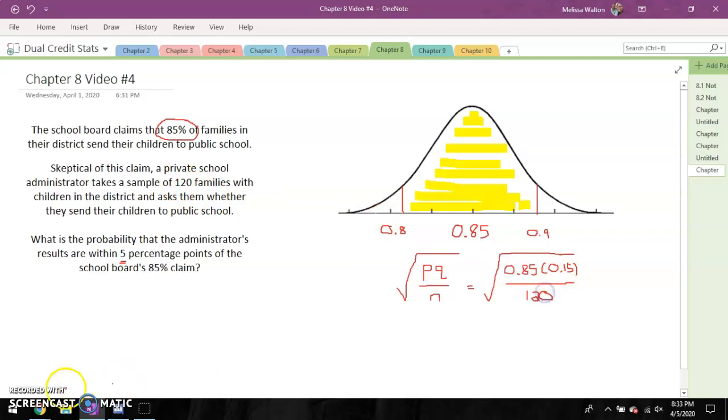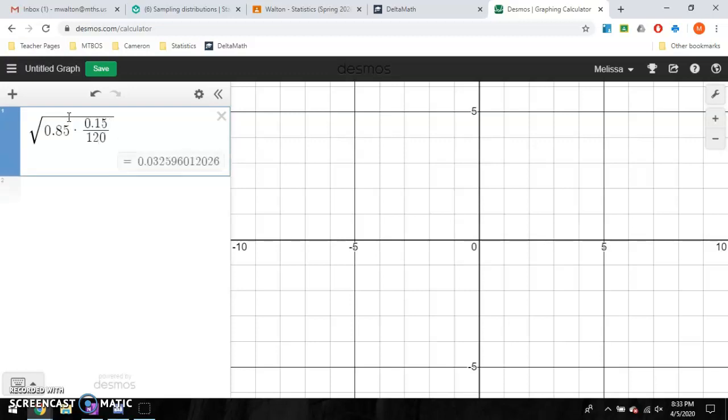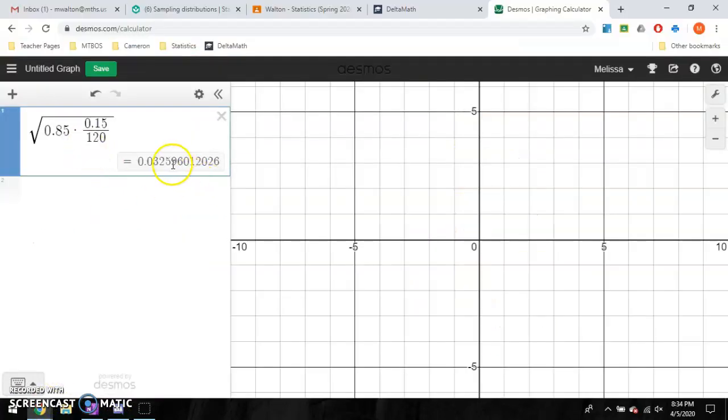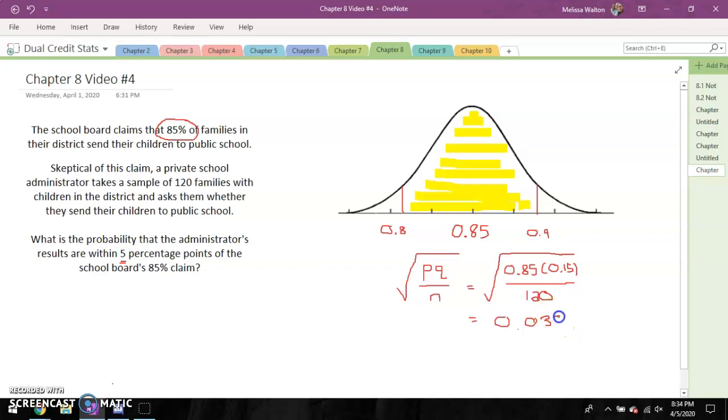If I were to calculate this standard deviation, the square root of 0.85 times 0.15 divided by 120, I have a standard deviation of 0.0326-ish. So this standard deviation ends up being 0.0326.